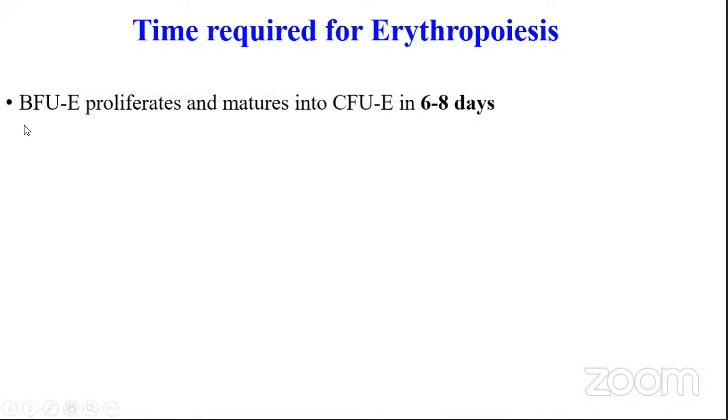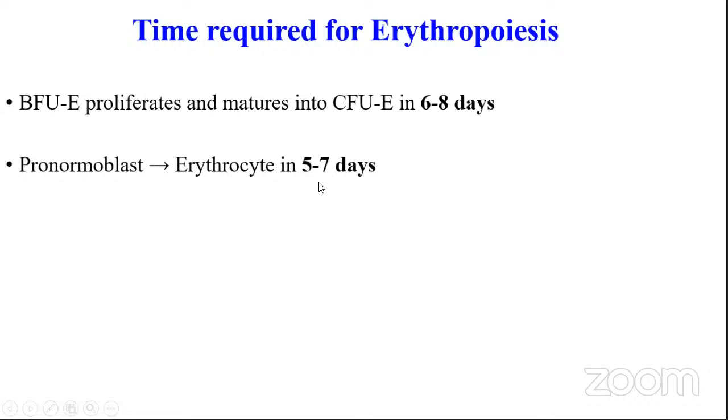So now coming to the time required for erythropoiesis. The burst forming unit erythropoiesis proliferates and matures into colony forming unit erythrocyte in 6 to 8 days. Remember, from burst forming to the colony forming it is 6 to 8 days. From pronormoblast to erythrocyte 5 to 7 days. So these numbers are asked repeatedly, so you have to keep them in mind.